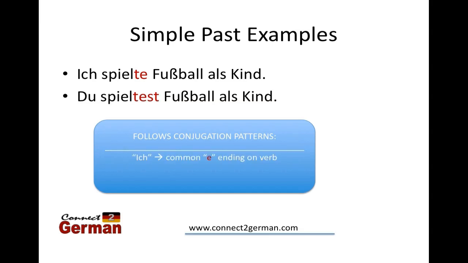Looking at present, ich spiele, with an E on the end, I play. Well, we still have that E for the past tense, ich spielte. If we wanted to say you play in present tense, it would be du spielst with an ST on the end. Well, the past tense also has that ST ending. So we're still following those patterns. We're just adding one little extra thing in here, in this case, it happens to be a T.